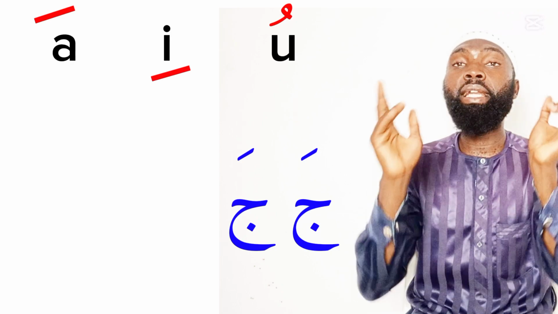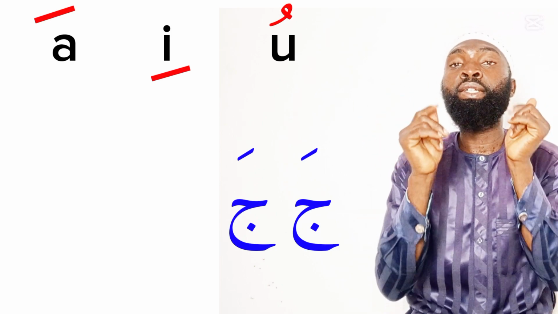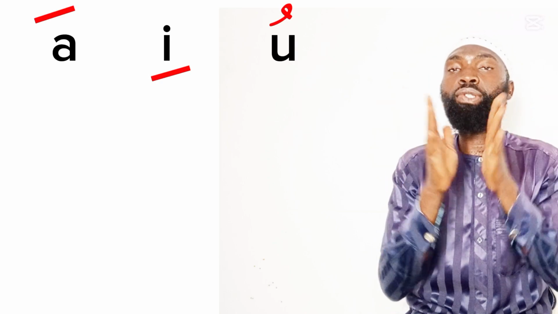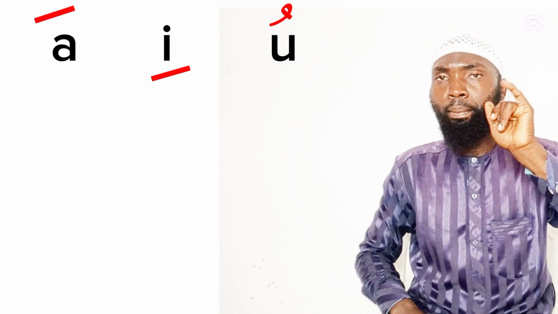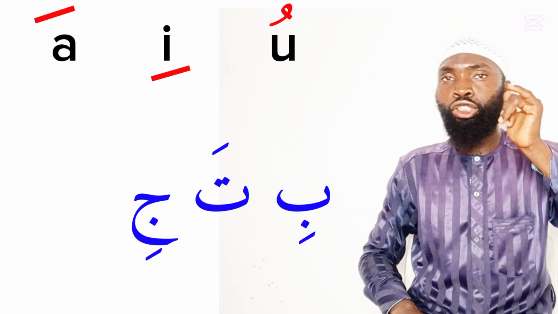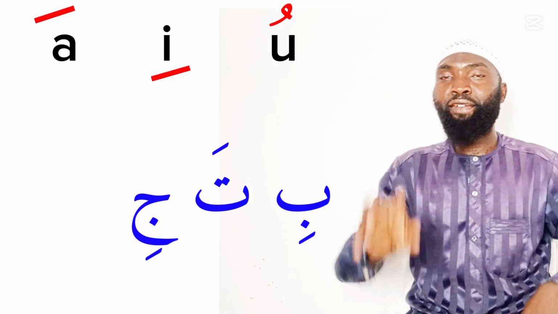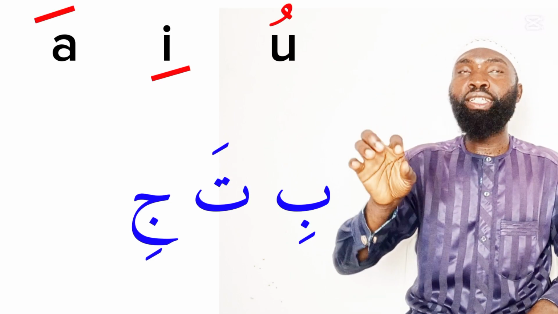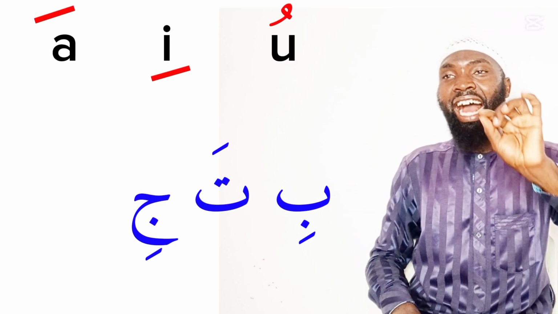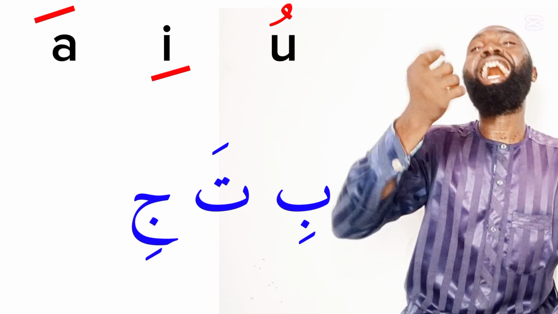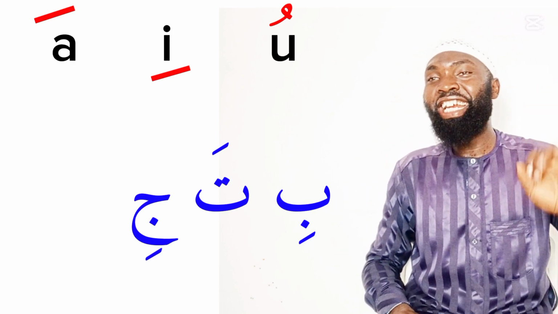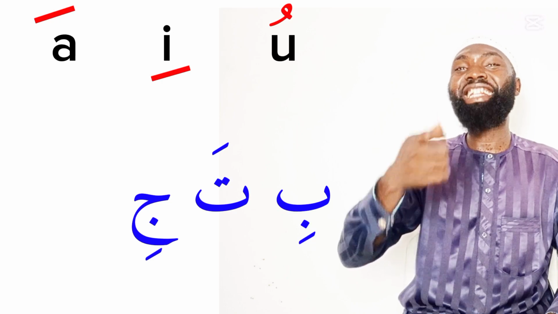MashaAllah. Now let's join these letters together in several letters which are also joined together. Now you can see we have Ba, we have Ta, we have Jim. Yes, so the first Ba has E, so it is already B-E, B. The Ta has A, so it is Beta. Then the Jim has E, so Beta-G, Beta-G.